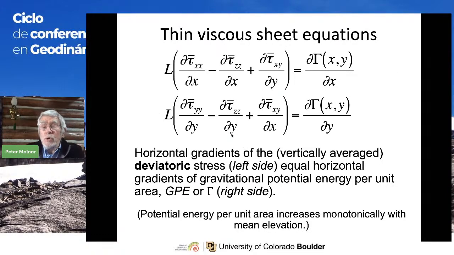So we can go to 2 dimensions, and in 2 dimensions, one has 2 of these equations that are alike. In one case, it's the x component, and in the other case, it's the y component. But think about this. We have horizontal gradients in the vertically averaged deviatoric stress. That's what the left side in each of these equations is, equal to the horizontal gradients in the gravitational potential energy per unit area, gravitational potential energy, or gamma, on the right side. This is the same as we had for the Apennines, but now we go to 2 dimensions.